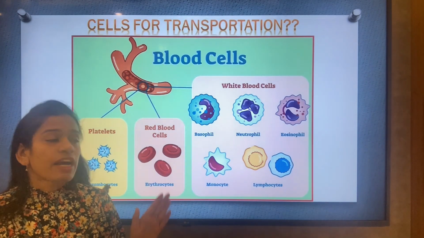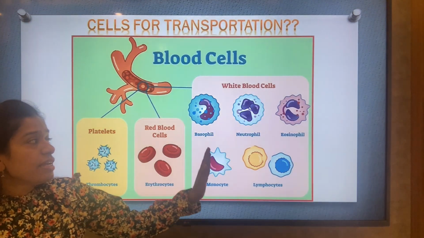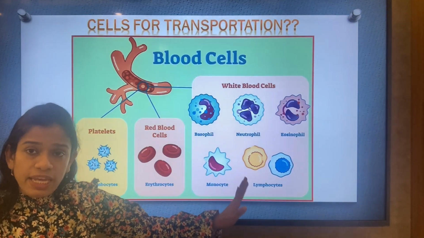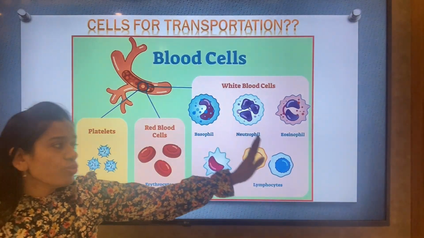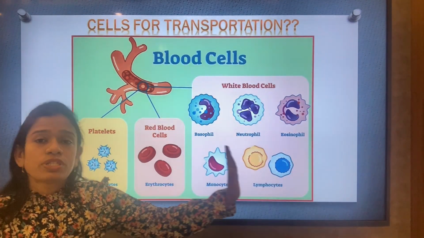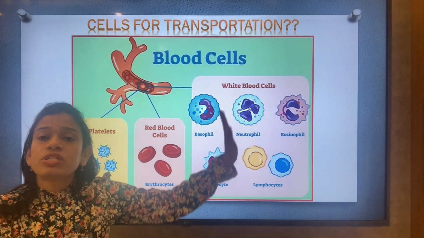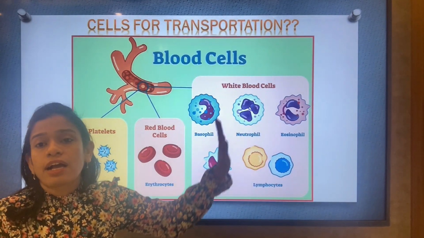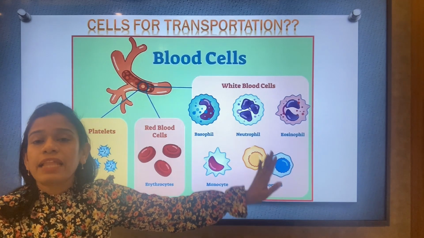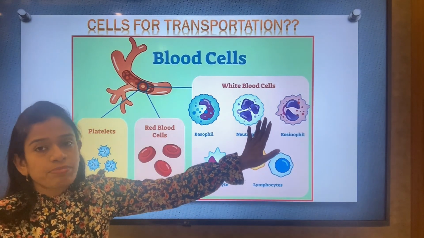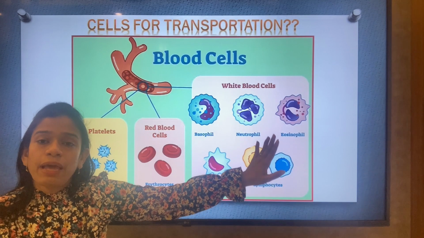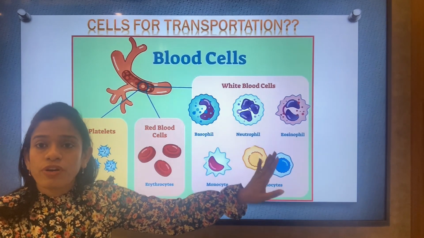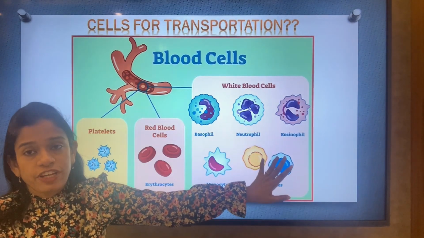It constitutes the WBC, and WBC again consists of the basophil, neutrophil, eosinophil, monocyte and lymphocyte, because all of these constitute the white blood cells, and these are for the defense mechanism of the body. They protect the body from any foreign particles or any foreign invasion.